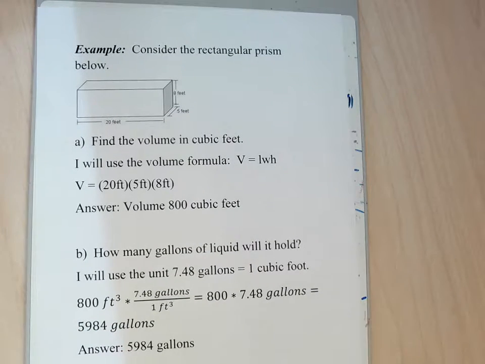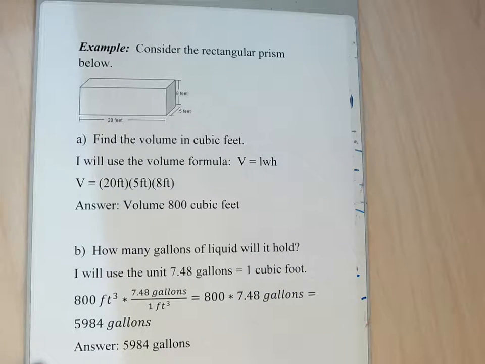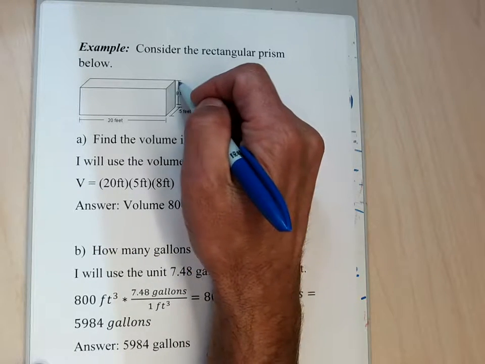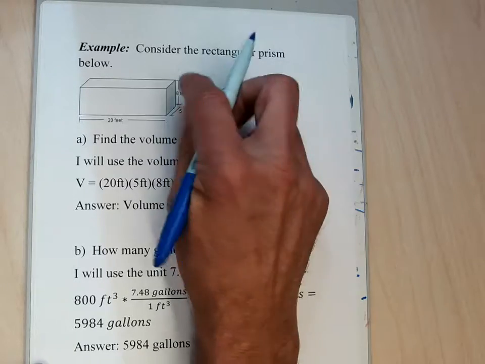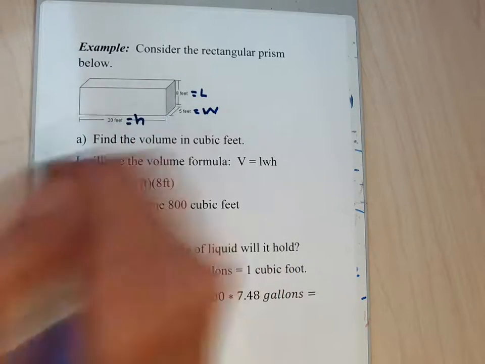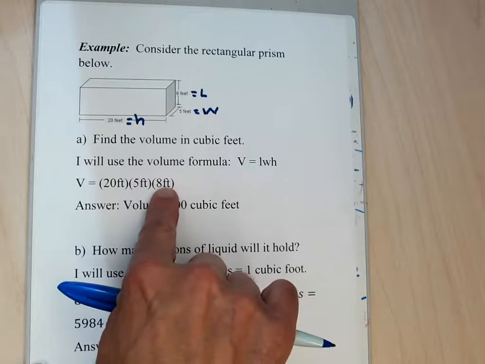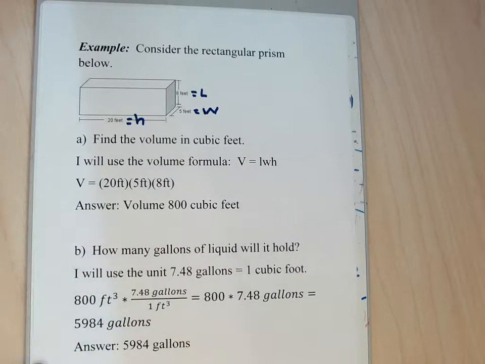Here comes another, more complicated example that takes some of the volume that we learned in the last section and blends it with unit analysis or dimensional analysis. It gives me a rectangular prism and asks me to find the volume in cubic feet. I'm going to use the length times width times height formula. I'm going to call this the length and this the width, because usually the length and width are on the rectangle that has 2 sides labeled, and then the other side's the height. But really I just need to multiply the 3 sides together. So I just took the 3 numbers, 20, 5, and 8, and multiplied them together. The volume for this rectangular prism or this box is 800 cubic feet.